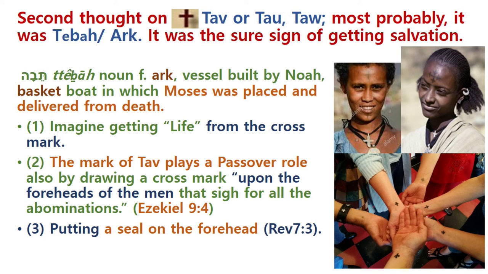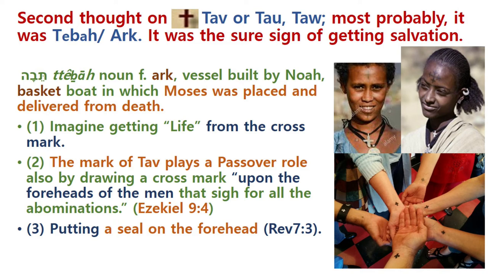Okay, in Ethiopia, they bear this lifelong cross mark on the forehead. But Galilean Christians carry this cross mark on the wrist, on the hand, not on the forehead. So it proved that they believe in the cross mark, okay? Both in ancient times and in New Testament days, the cross mark, Tav, has been functioning as the mark for getting salvation.